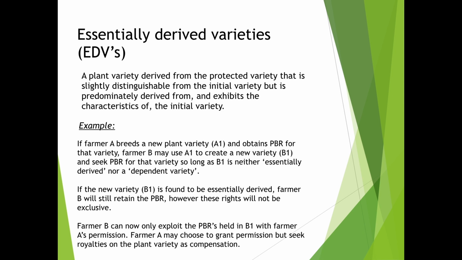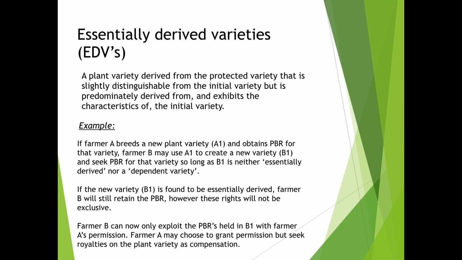So for example, if farmer A breeds a new plant variety called A1 and obtains plant breeder's rights for that variety, farmer B may use A1 to create a new variety called B1 and seek plant breeder's rights for that variety so long as B1 is neither essentially derived nor a dependent variety.